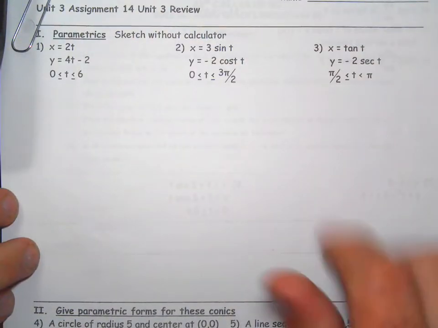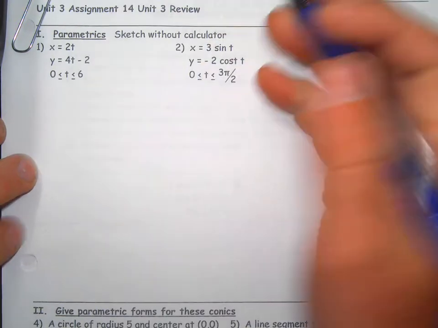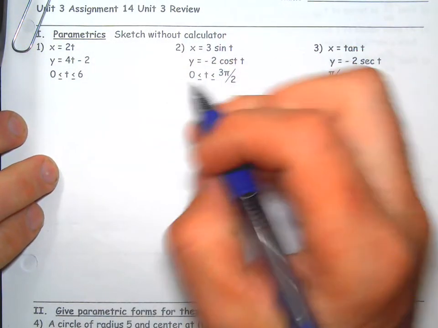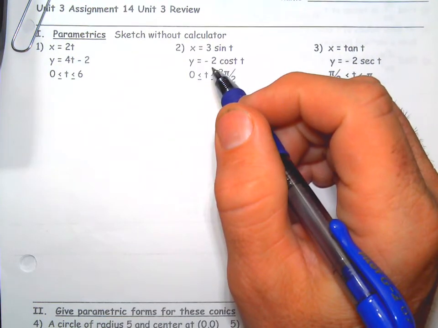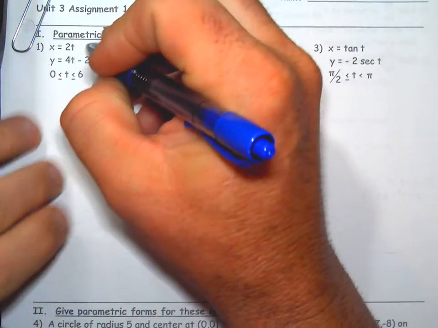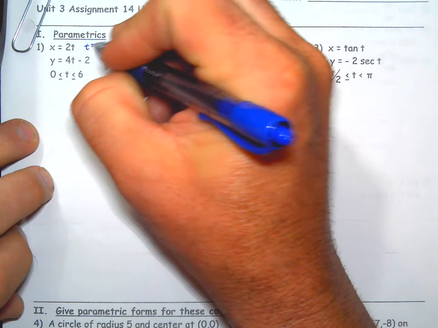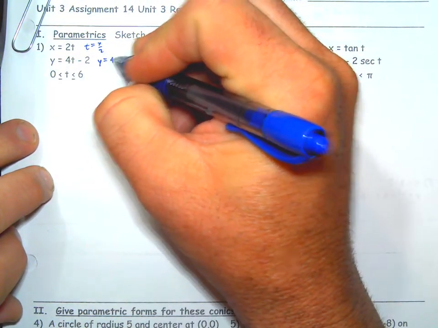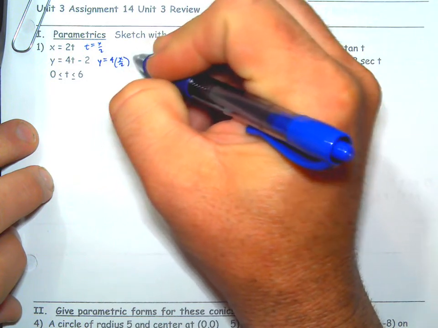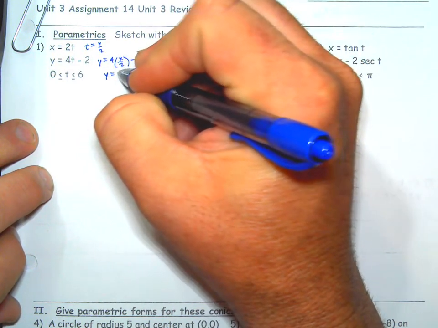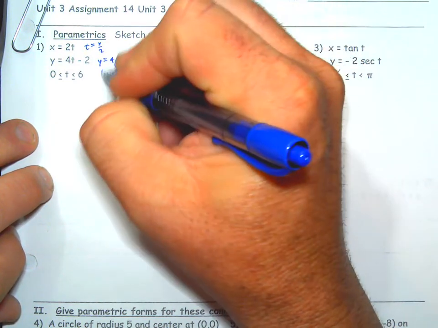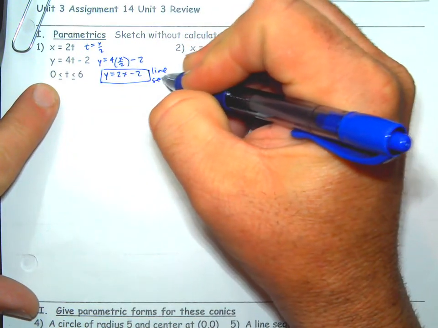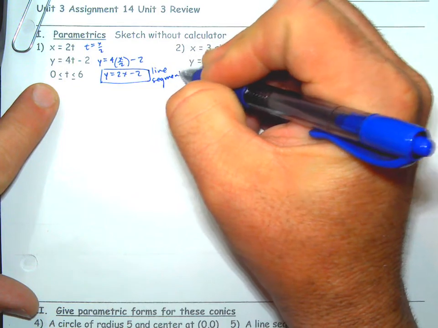Okay, we're trying to sketch these without a calculator, so we've got to get the Cartesian equation, set up a table, initial and terminal points. I want to label the graph, the direction, name the shape it is, whatever. So t equals x over 2, so y equals 4 times (x over 2) minus 2, so y equals 2x minus 2. That's the equation of a line, but because of the time requirements, it's going to be a line segment, a piece of a line.